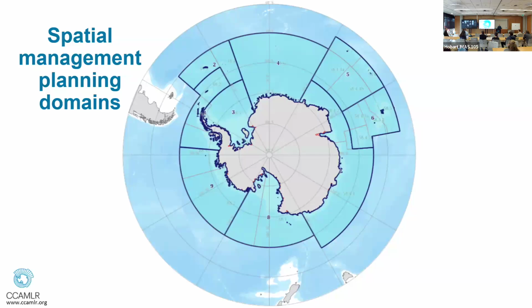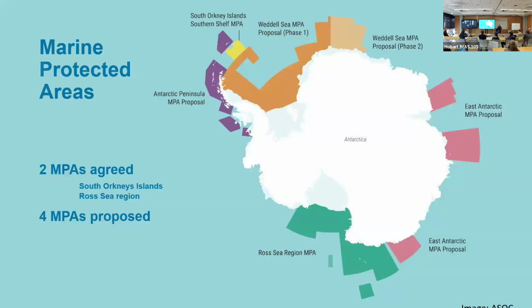And then there's spatial management, which is always a big topic here. We've got 9 different planning domains for spatial management around the continent. There are 2 current MPAs, but 4 proposals. And the one that's got the most traction right now is that one on the Antarctic Peninsula.